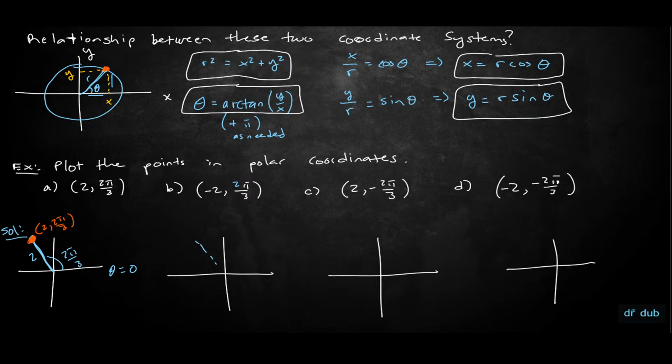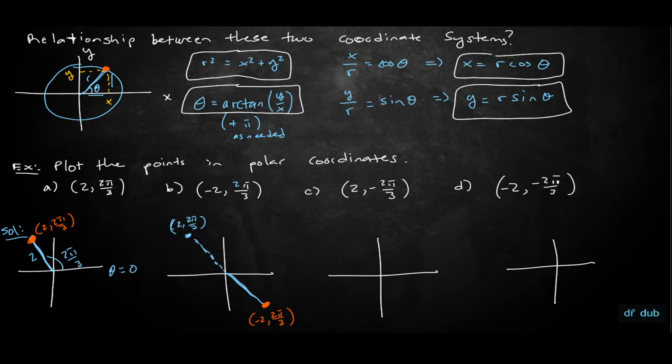Now for part B, we're going to go to the same angle, 2 pi over 3, and if it were positive 2, we would end up up here. We know that that's 2 comma 2 pi over 3. Well, what a negative r value means is that you go the opposite direction. So you go back towards the origin, and you come out the other side, a distance of 2. So that gives us the point -2 comma 2 pi over 3. So it's like you're going in the negative radial direction.